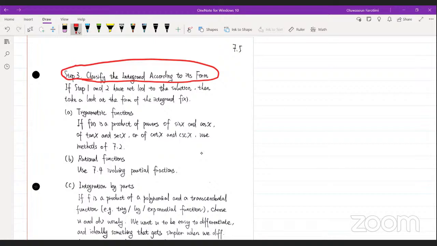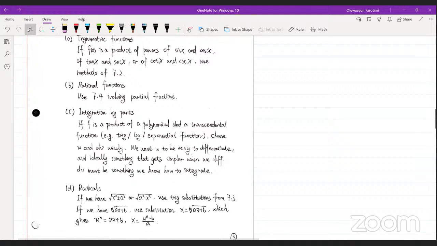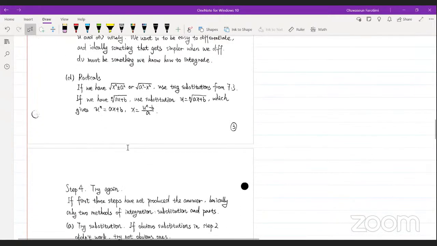And now we have to talk about trigonometric functions. Is it a trigonometric function? Is it a rational function? Or do I need to do integration by parts? Or is it about the radicals? So this 7.5 again is just like a summary of the whole thing.